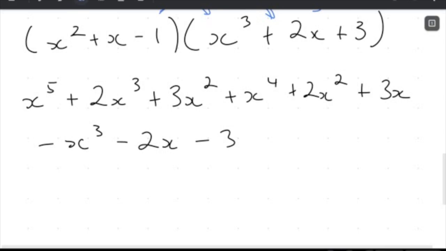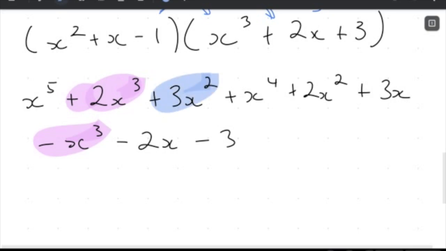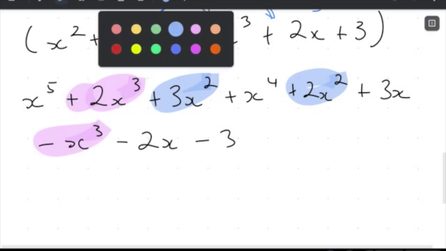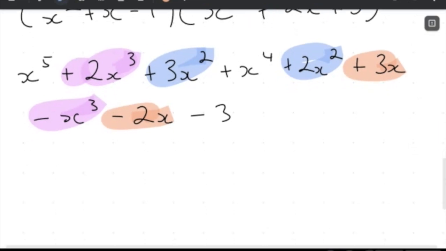Now I can see that I've got an x cubed here, and I've got positive 2x cubed and negative x cubed here. Now I can also find some x squared terms. I've got positive 3x squared and positive 2x squared. And finally, I have positive 3x and negative 2x. So these are the only like terms I have. I want to pair these up now.